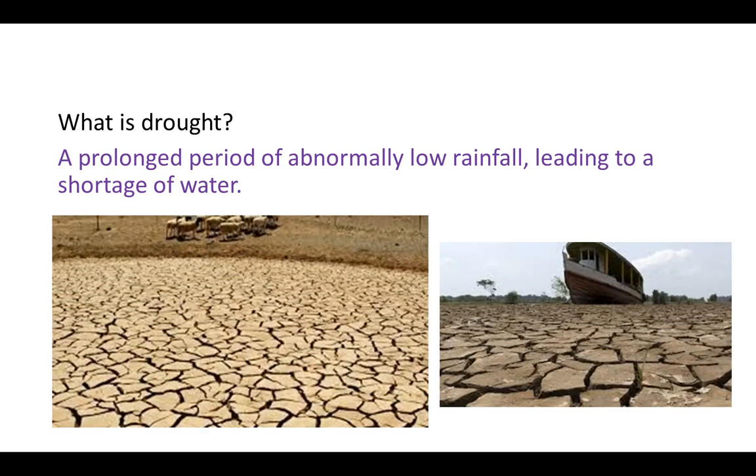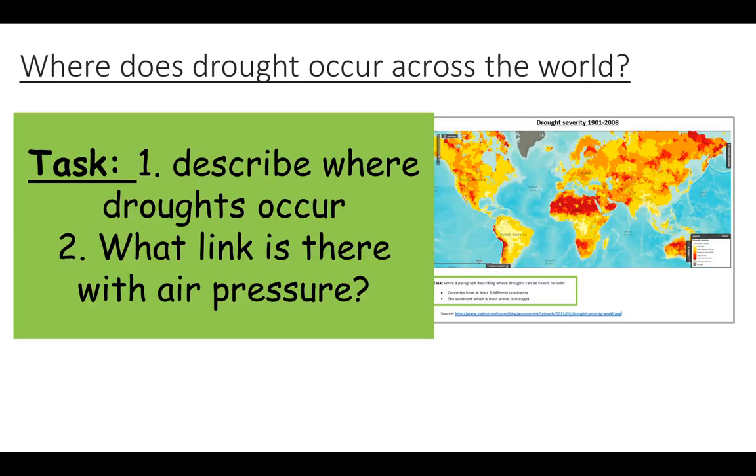So what is drought? Drought is a climatic hazard, just in the same way that cyclones and hurricanes are. It's a hazard, it poses a risk to people. Drought is when there is a very long period of very low precipitation or rainfall, leading to a shortage of water, and so we get scenes like we can see here. If you think back to last summer, we had a period of drought in the UK where it was very, very hot and there was very limited precipitation.